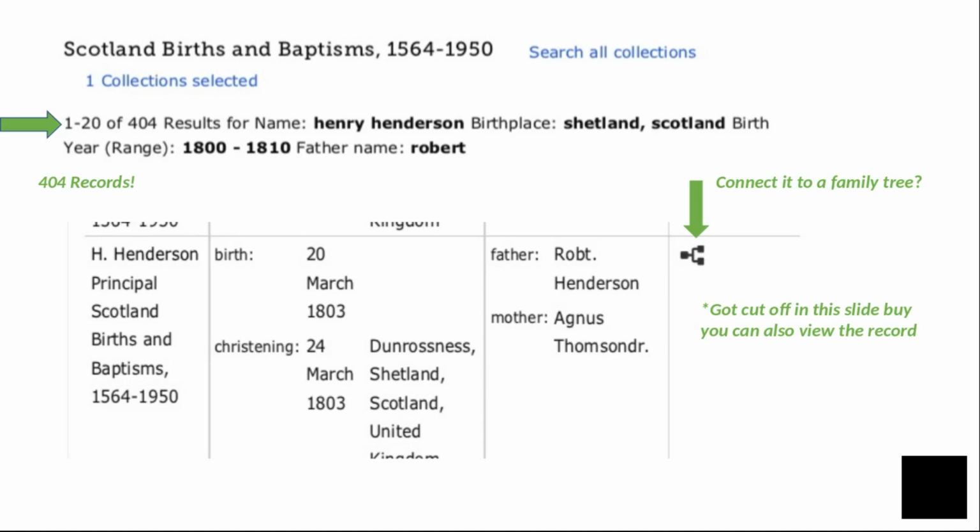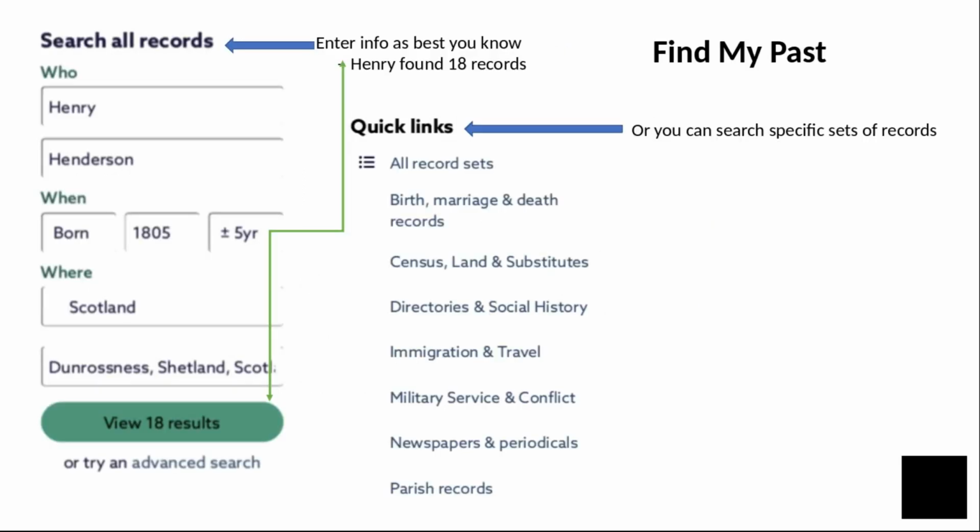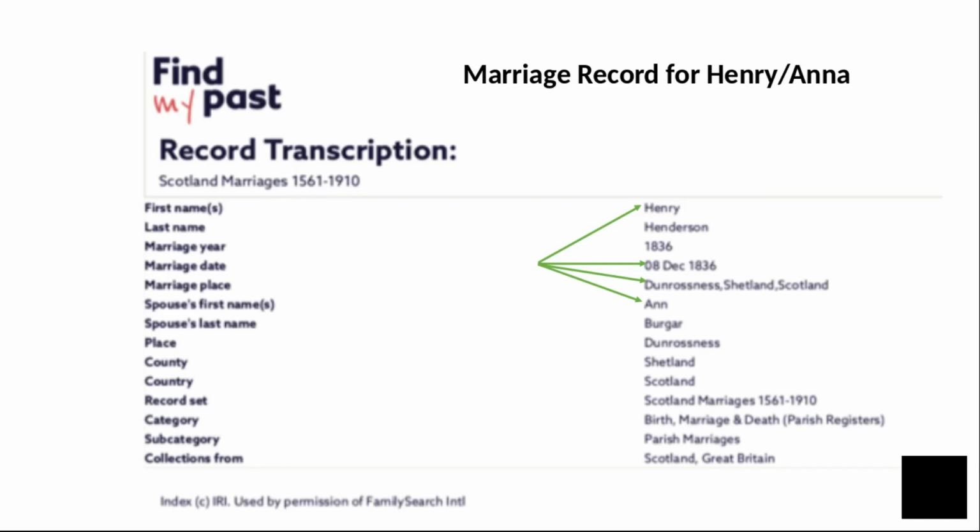Now cut off from this slide further to the right, there's also a symbol where you can click on the visual of the actual record. Following through with Find My Past, you'll see a screen that looks like this. I put in my Henry with his birth date, and I found that there were 18 records. This is the marriage record that they show for Henry. Again, it gives me the name of his wife, the location, and the date for the marriage.